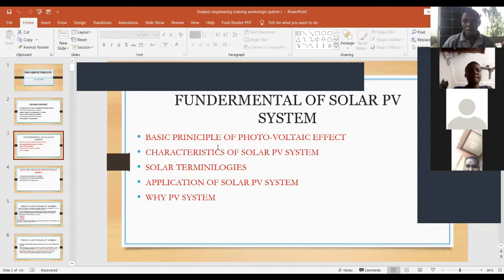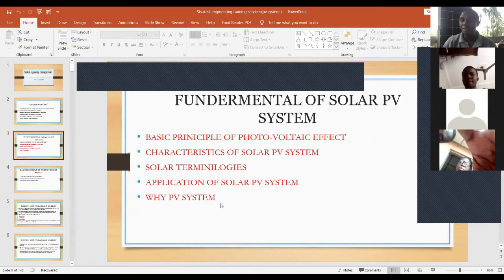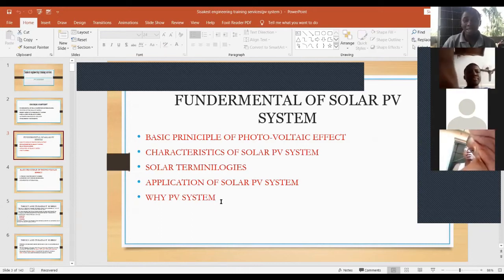So under this particular course called Fundamentals of the PV Systems, we'll be looking at the basic principle of photovoltaic effect, characteristics of the solar PV system, solar terminologies, applications of solar PV systems. Then why is solar trending? Why is it that everybody is using solar these days? So we'll be talking about it.